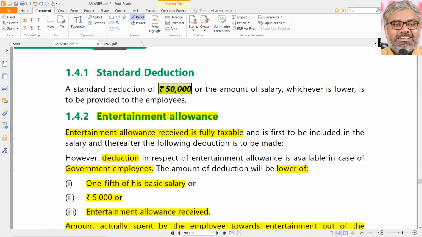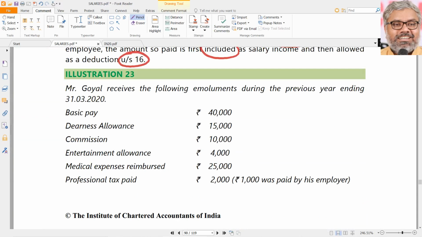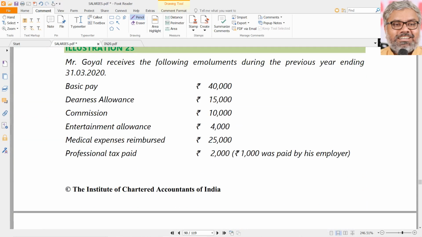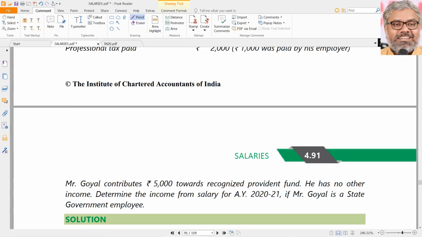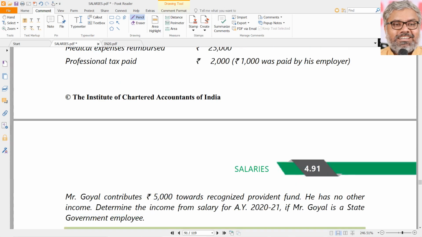Then illustration number 23. Goel receives the following emoluments during the previous year ending 31st March 2020: basic, DA, commission, entertainment allowance, medical expenses reimbursed 25,000 rupees, professional tax paid 2,000. In that, 1,000 was paid by his employer, and Goel contributes 5,000 rupees towards recognized provident fund, and he has no other income. Determine the income from salary for the assessment year 2021 if Mr. Goel is a state government employee.